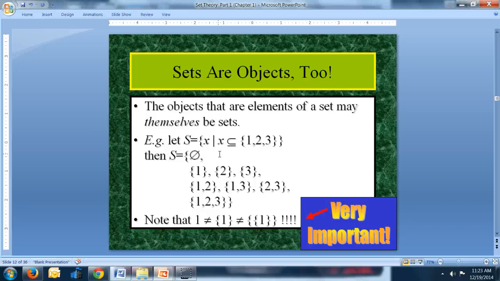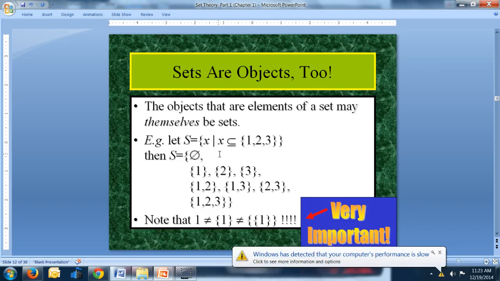So what are the possible subsets of S? Well, the first one is the empty set. And another set would be 1. Another subset will be 2. Another subset will be 3. Another subset will be 1 and 2, 1 and 3, 2 and 3, and 1, 2, and 3. How many do we get? We get 8. And the reason for this is that we have 3 elements in the set S.